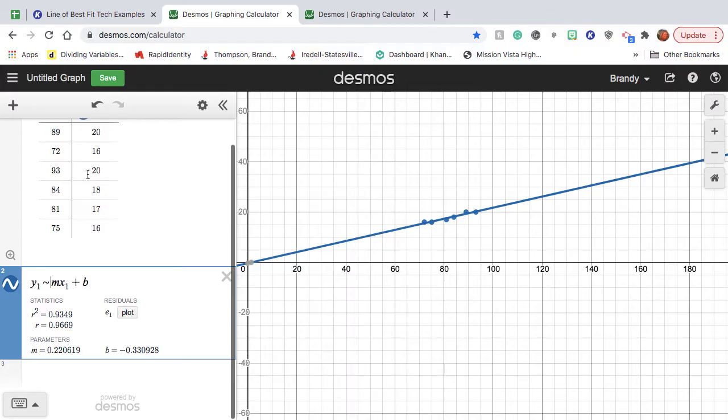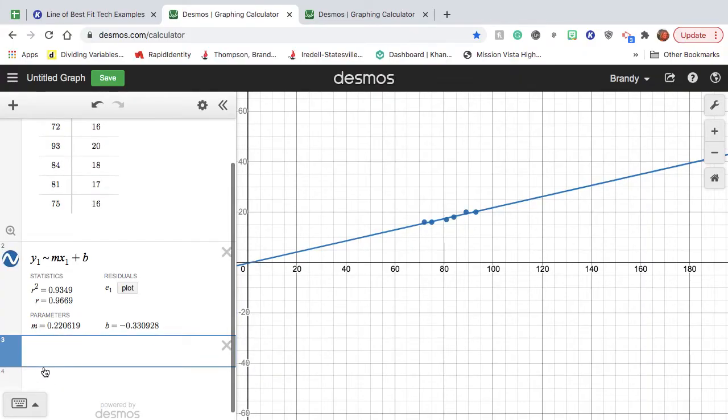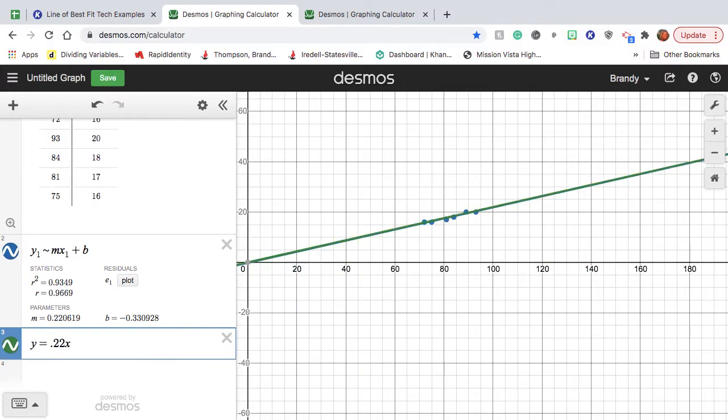So now what it gives us down here is it actually gives us the slope and it gives us the y-intercept. So if we type this in now, y equals, and I'm just going to go to the nearest hundredth, 0.22x minus 0.33, I now notice that I have that green line right over my blue line.